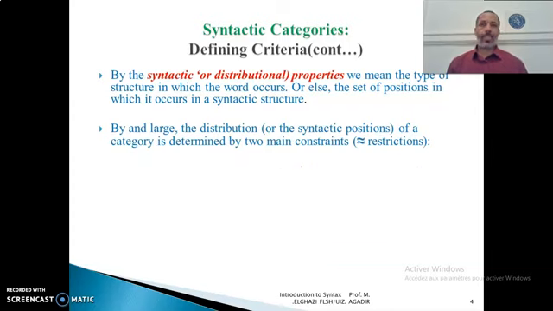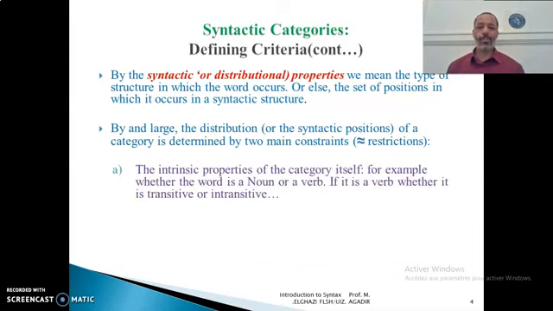By the word constraint here, we roughly mean restrictions. The symbol you see in front of you is not an exact equal. It's roughly equal, the restrictions. Whenever you see it, it means roughly. The first is the intrinsic properties of the category itself, for example, whether the word is a noun or an adverb or a verb. If it is a verb, whether it is transitive or intransitive.